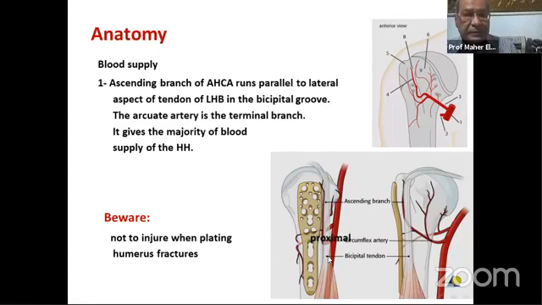Anatomy. I will focus on the blood supply only. Blood supply by the ascending branch of the anterior humeral circumflex artery runs parallel to the lateral aspect of the tendon of the long head of biceps. In the bicipital groove, the arcuate artery is the terminal branch, and it gives the majority of blood supply of the humeral head.